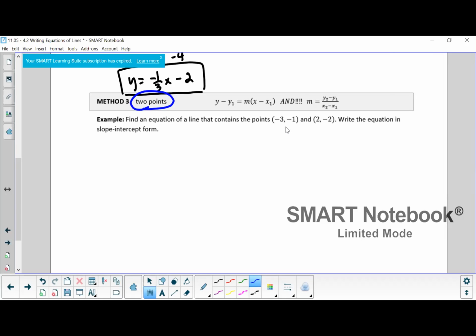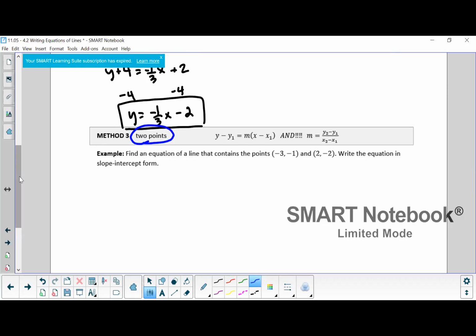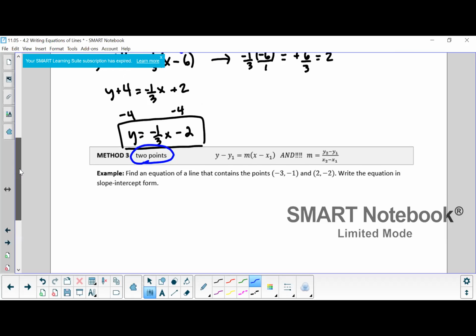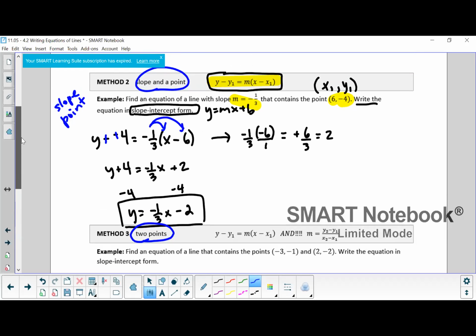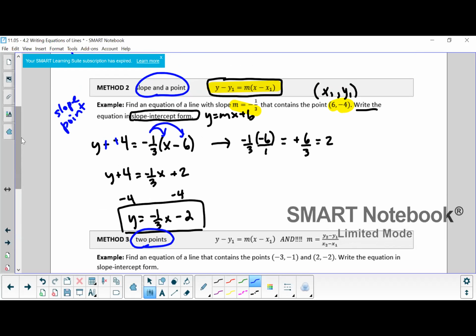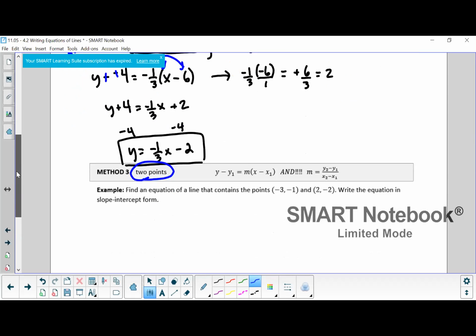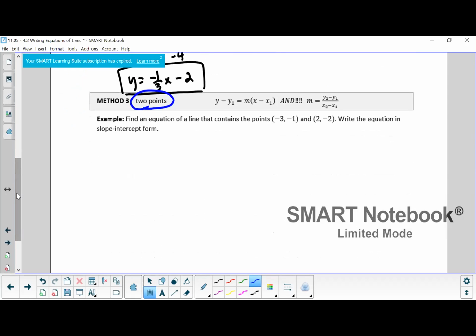All right, so this method doesn't give us a slope. We use the 2 points to find the slope, and then when we do, we come back and we switch over to method 2, which is what we use when we do have a slope. All right, so here's the first step. Find the slope.